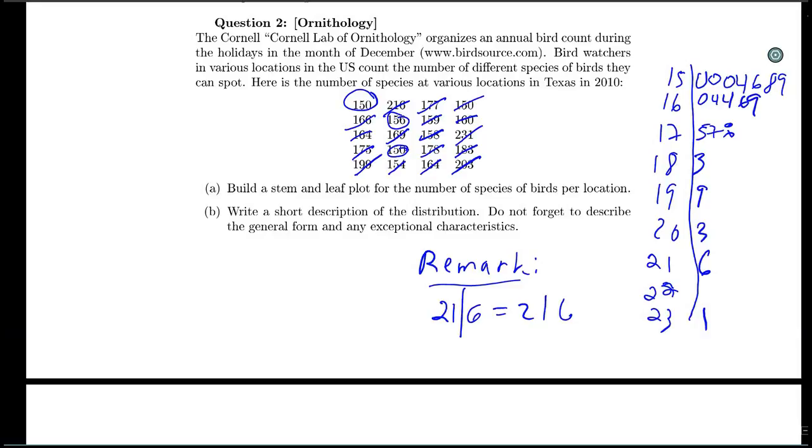We can try to identify or describe the shape. This is unimodal. Here we see that the tail extends to the right, so this is skewed to the right.